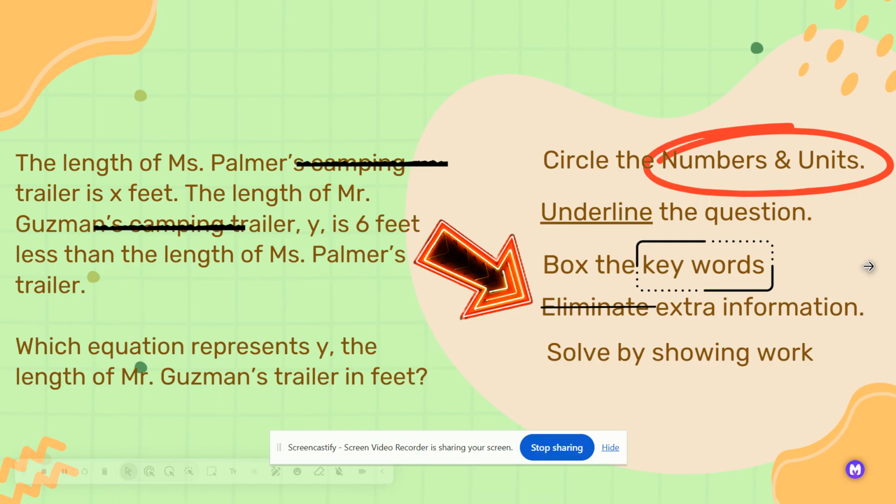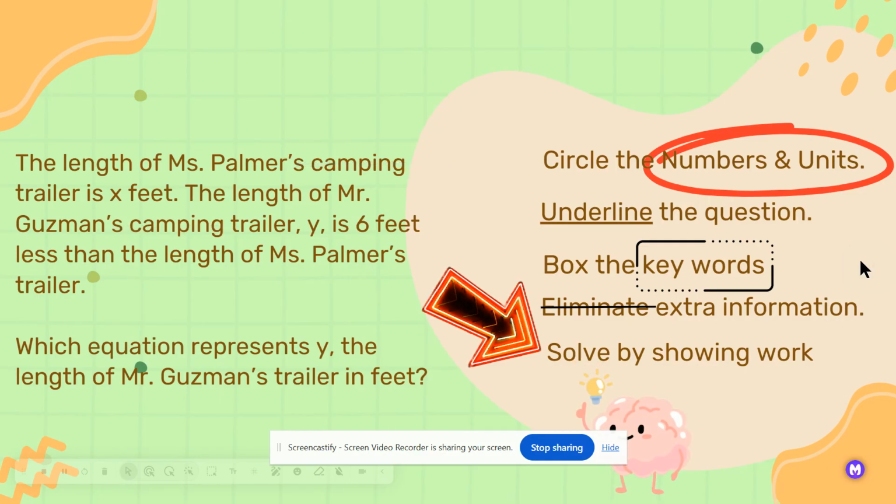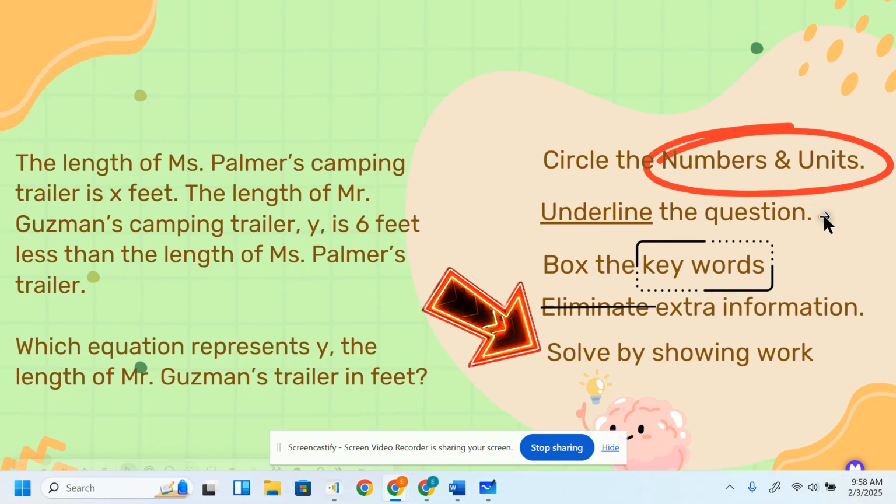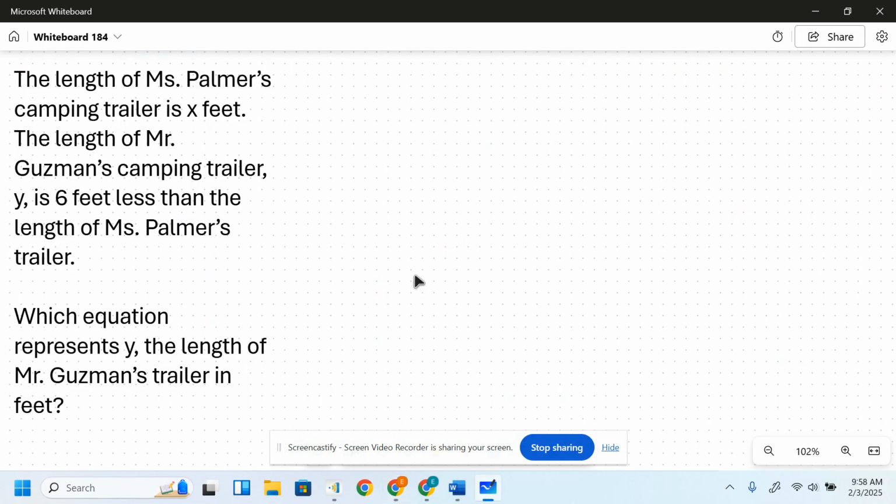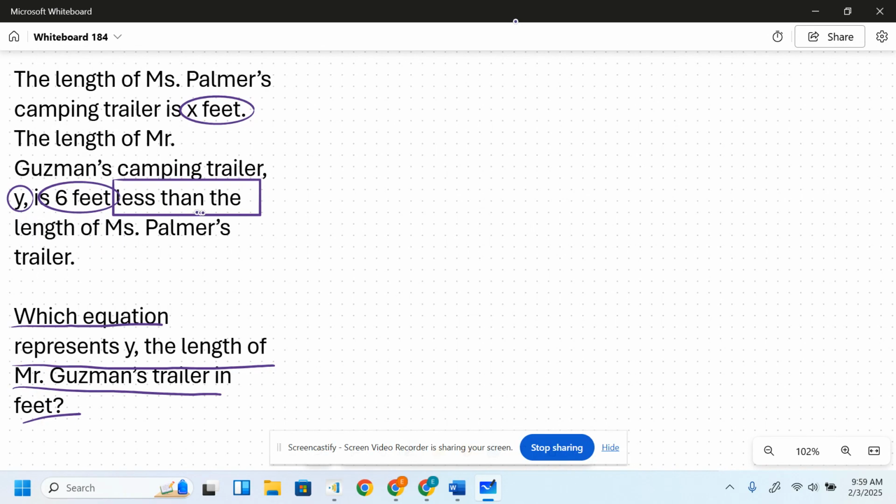And now last part, we're going to solve by showing our work. So to do so, I'm going to go to my work page, and we're going to work this problem out together. So we've already circled our numbers. We have already underlined our question. We have already boxed our key information. And then we have already eliminated anything that was additional information that did not matter. Now we're going to solve the problem.